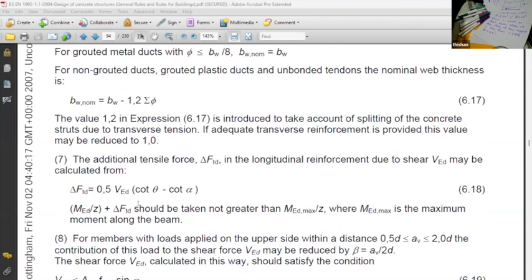Here you can see something. The additional tensile force, delta FTD, in the longitudinal reinforcement due to shear, VED, may be calculated from this. Again, for theta, theta is 25 degrees. So 22 degrees. And it's given as 0.5 VED cot theta. What does it mean?